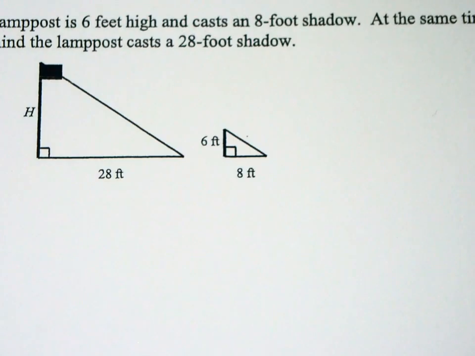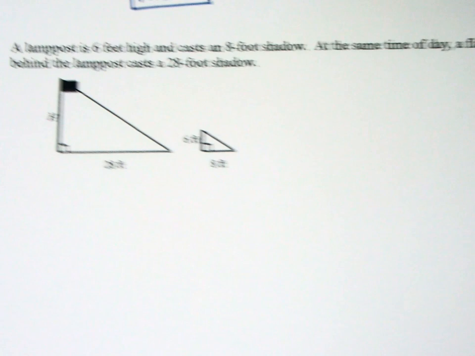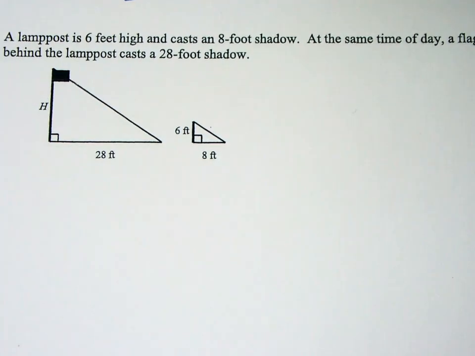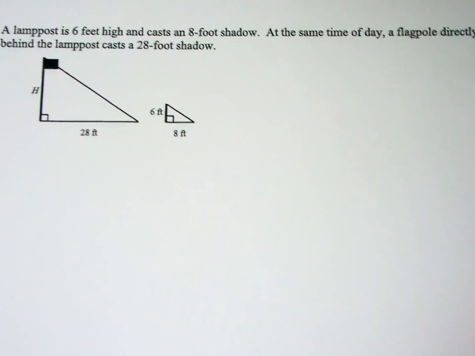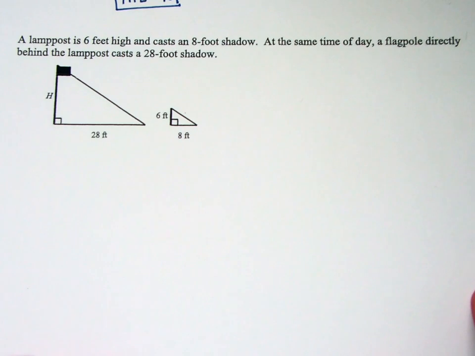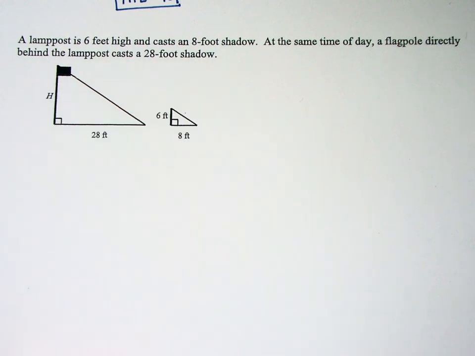Let's try a word problem. It says, a lamppost is 6 feet high and casts an 8 feet shadow. At the same time of day, a flagpole directly behind the lamppost casts a 28-foot shadow. Now, I've totally cut off the question. The question is, what is the height of the flagpole? So what we're going to do is match my sides.